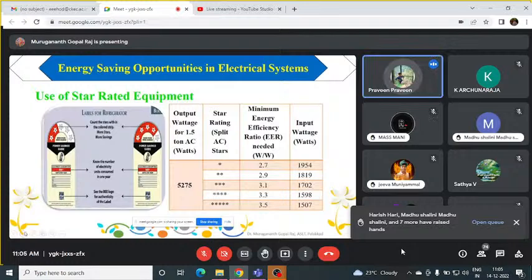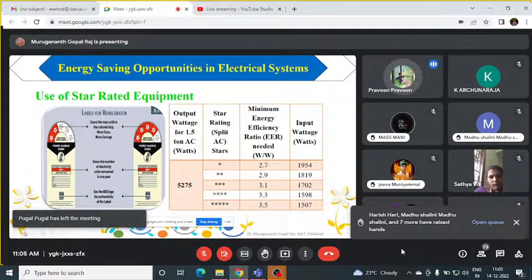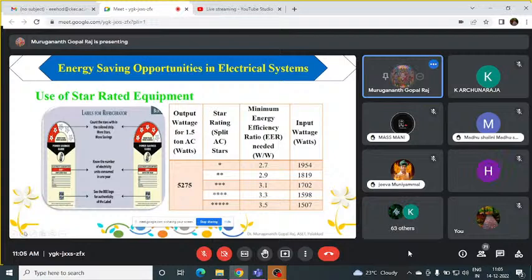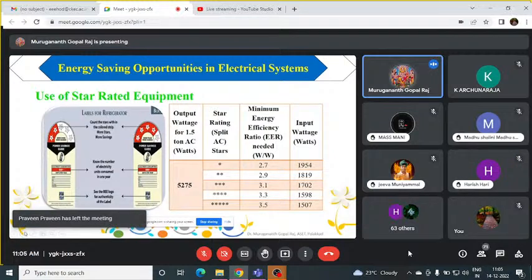So moving from single star to 5-star, you can see that you are reducing 400 units of electricity, or 400 watts of electricity, when it is being operated, right? So in a year, you can reduce up to a maximum of 800 to 900 rupees in the overall electricity bill, right? So by using a higher star rated equipment, you can obviously reduce energy consumption, right?